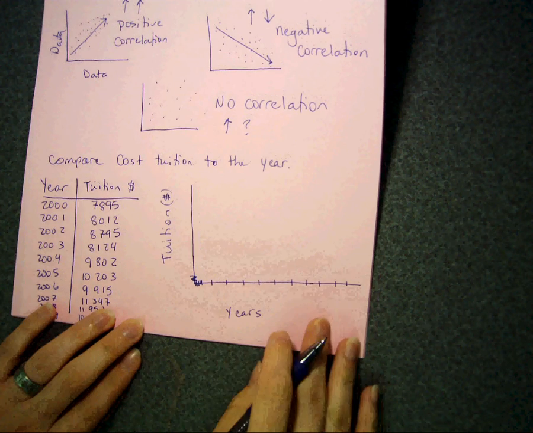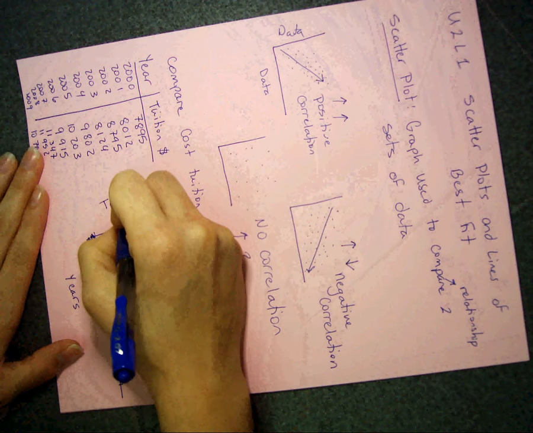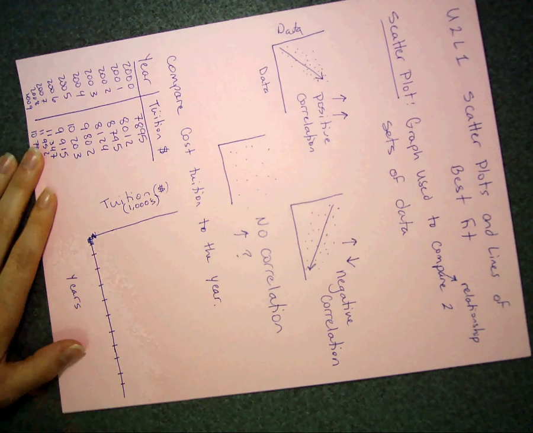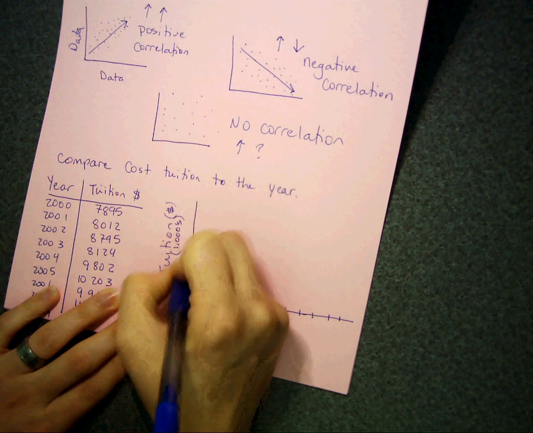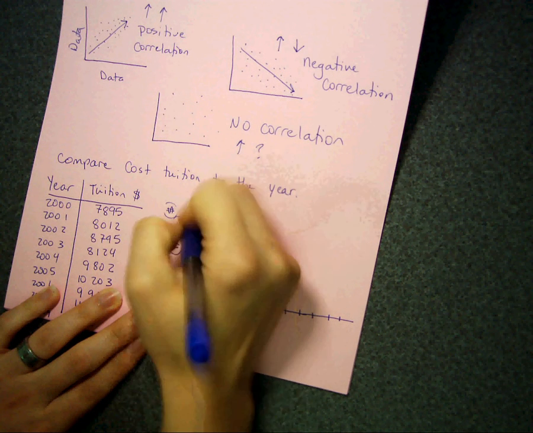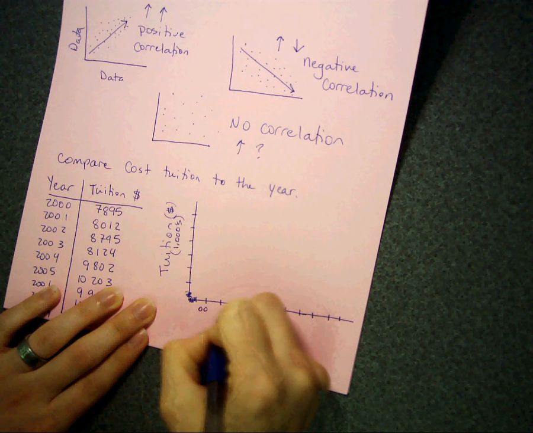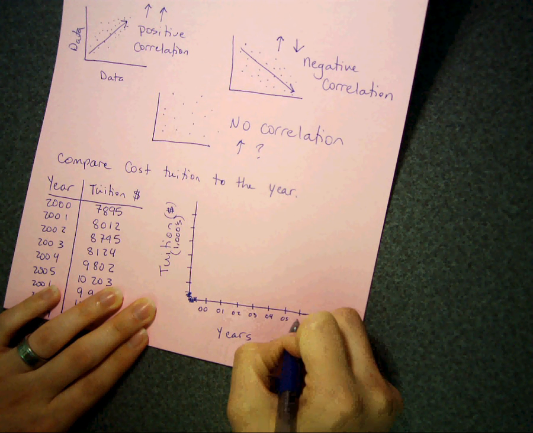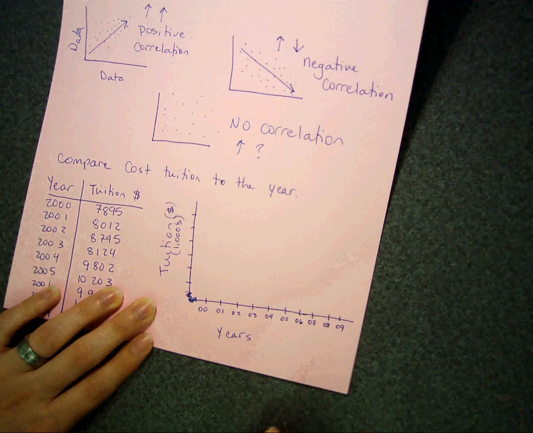Alright, so I'm going to label that on here. This is by thousands. And so I have 7,000, 8,000, 9,000, 10,000, 11,000, and 12,000. So I'm going to go ahead and label 2000, 01, 02, 03, 04, 05, 06, 07, 08, 09. And flip my graph the other way. No, I don't have to flip my graph the other way. 7, 8, 9, 10, 11, and 12,000.